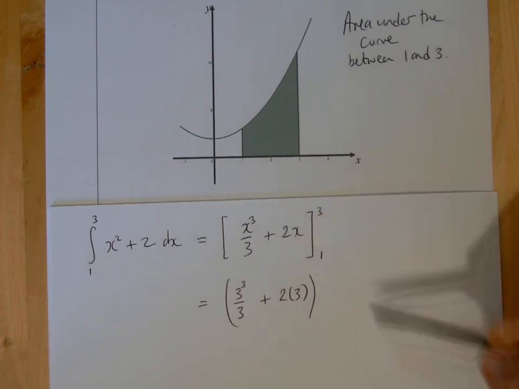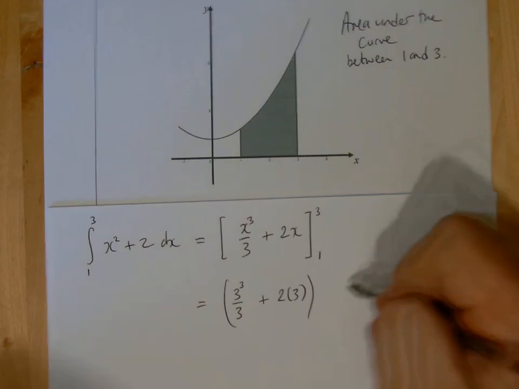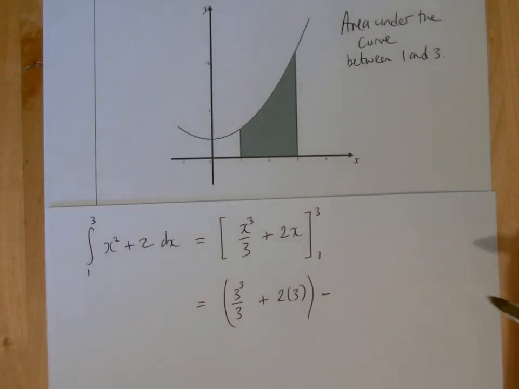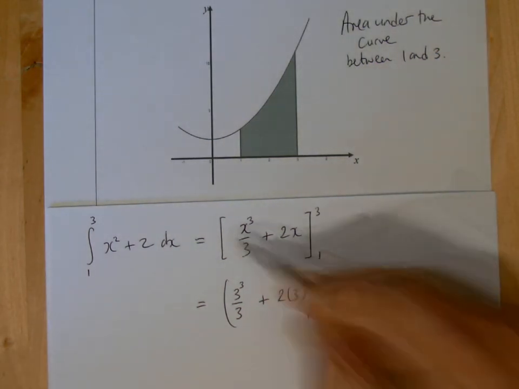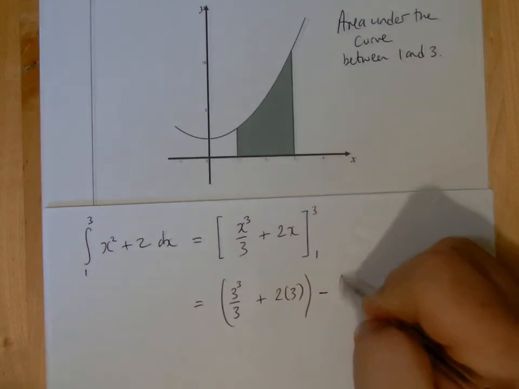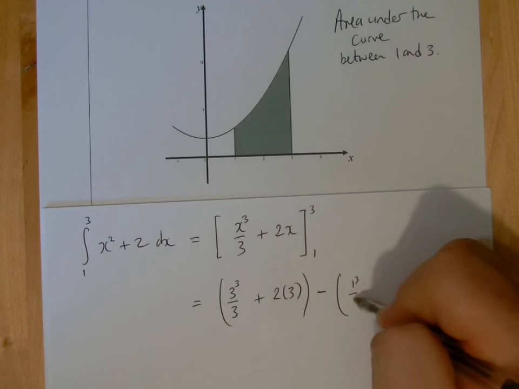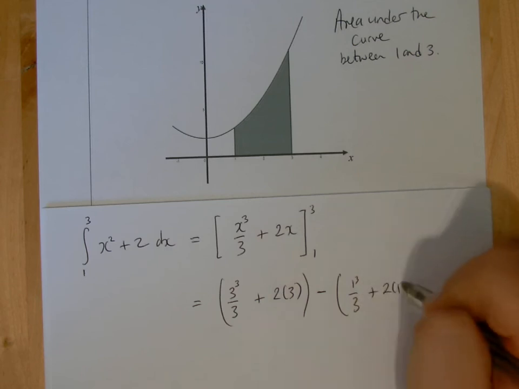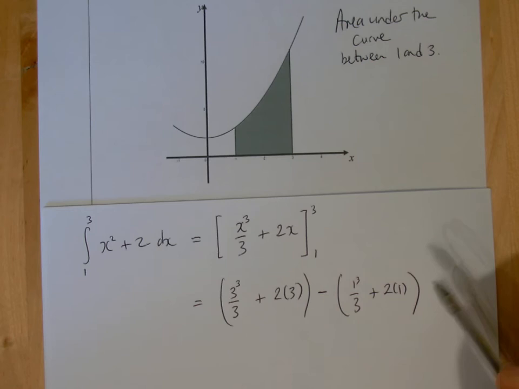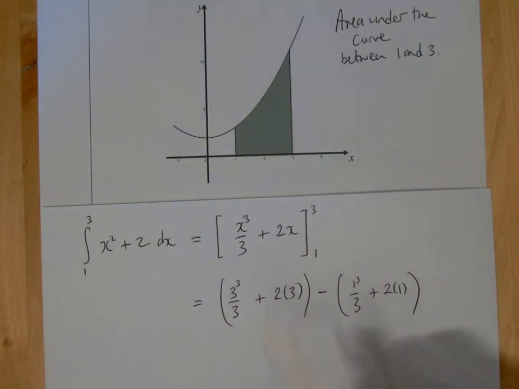We also have to put the lower value in, but what you must do is take it away. So when you put the lower value in, make sure you minus it here. So you put 1 in there, and then 2 times 1 there. It's a bit like the range, isn't it? When you work out the range, it's highest take away the lowest, and you're always going to do that process.